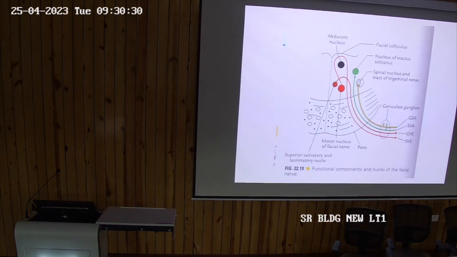Now look here, look at this diagram again. I am talking of the course of the facial nerve in the pons. What is this? The motor nucleus of the facial nerve. The fibers from the motor nucleus of the facial nerve arise, passing backward, upward. Look at the diagram, then write. Try to understand. The fibers arise from the motor nucleus of the facial nerve, ascending upwards and passing the medial side of the abducens nucleus, that is the nucleus of the sixth cranial nerve. Then it passes upwards and makes a circle around the abducens nucleus. And then it comes downward and passes between the motor nucleus of the facial nerve and the spinal nucleus of the trigeminal nerve, and comes out.